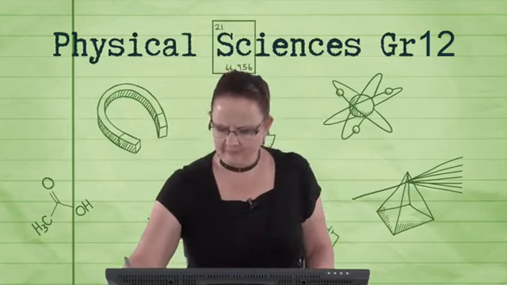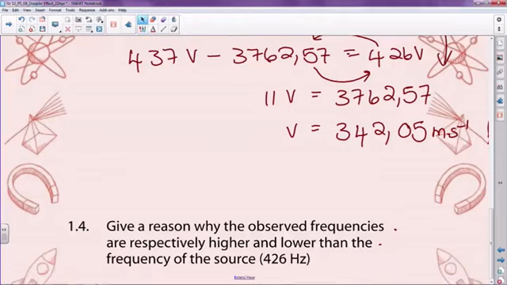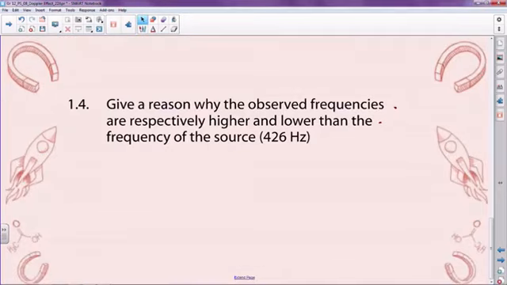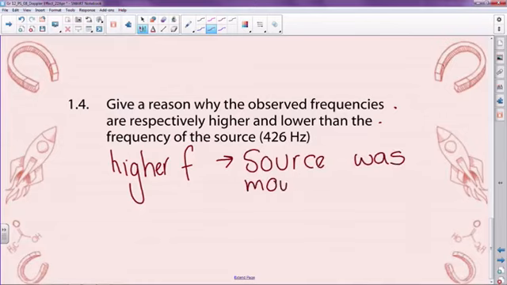That's really important. Now, the last question said, give a reason why the observed frequencies are higher and lower than the source frequency. Here, this is about being able to tell me, for example, that the higher frequency was because the source was moving towards the observer.